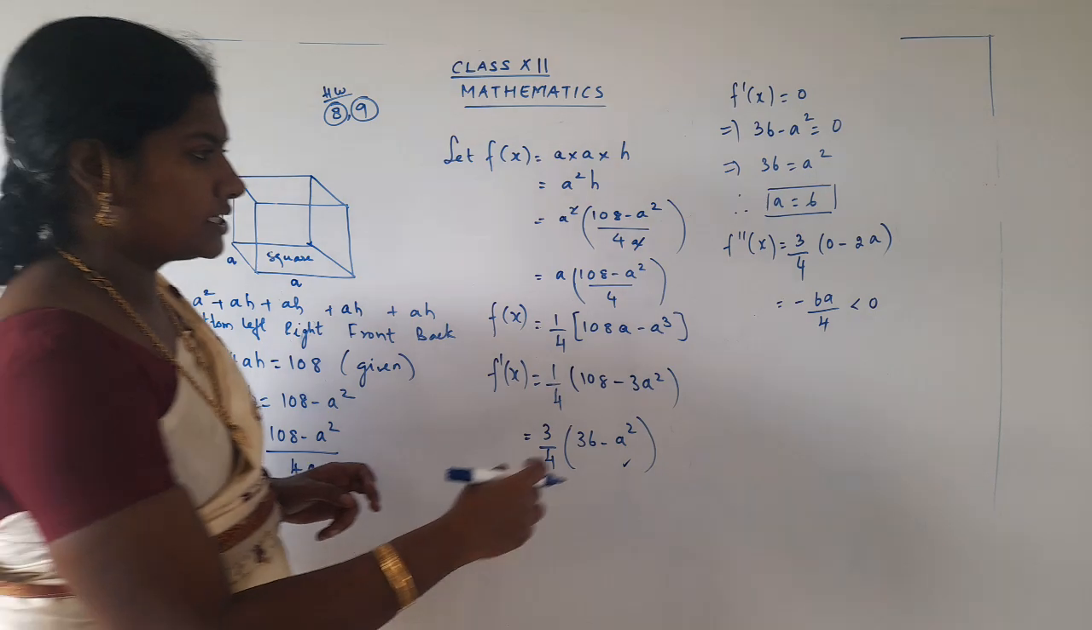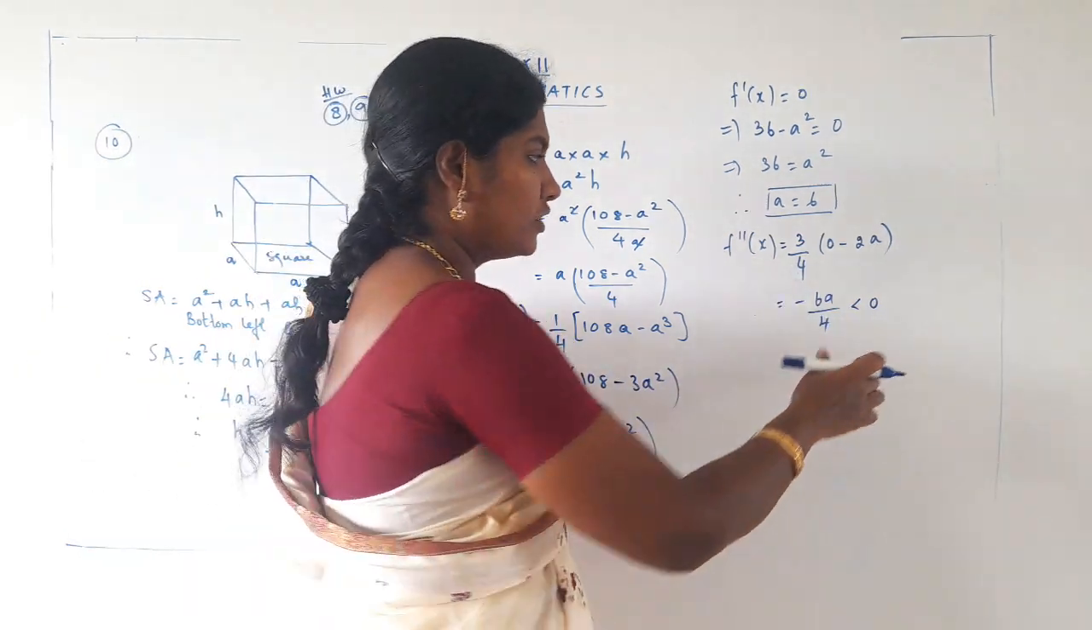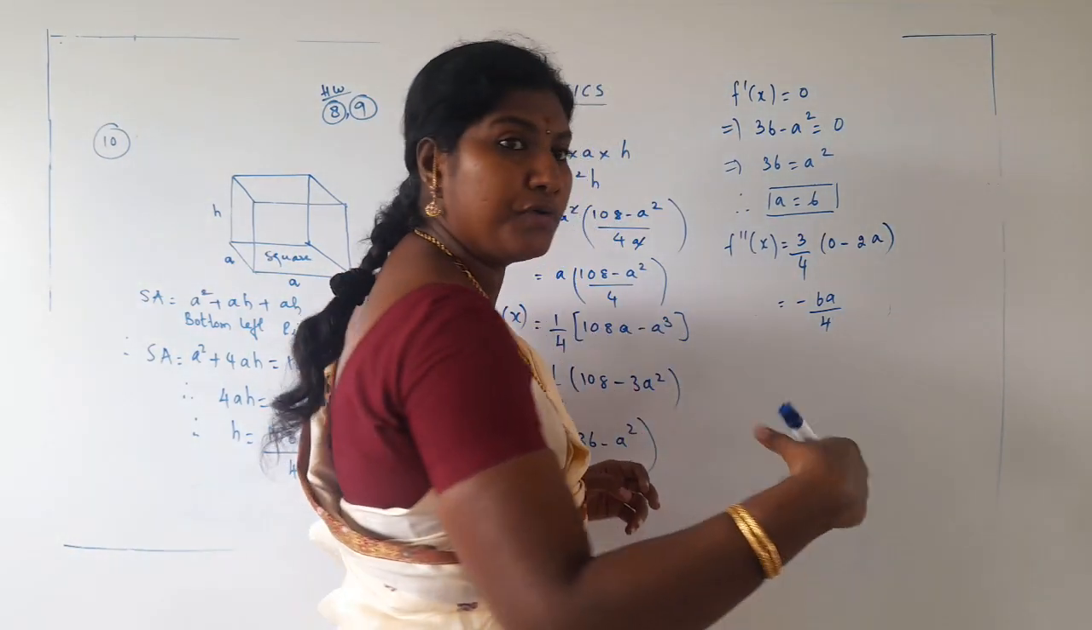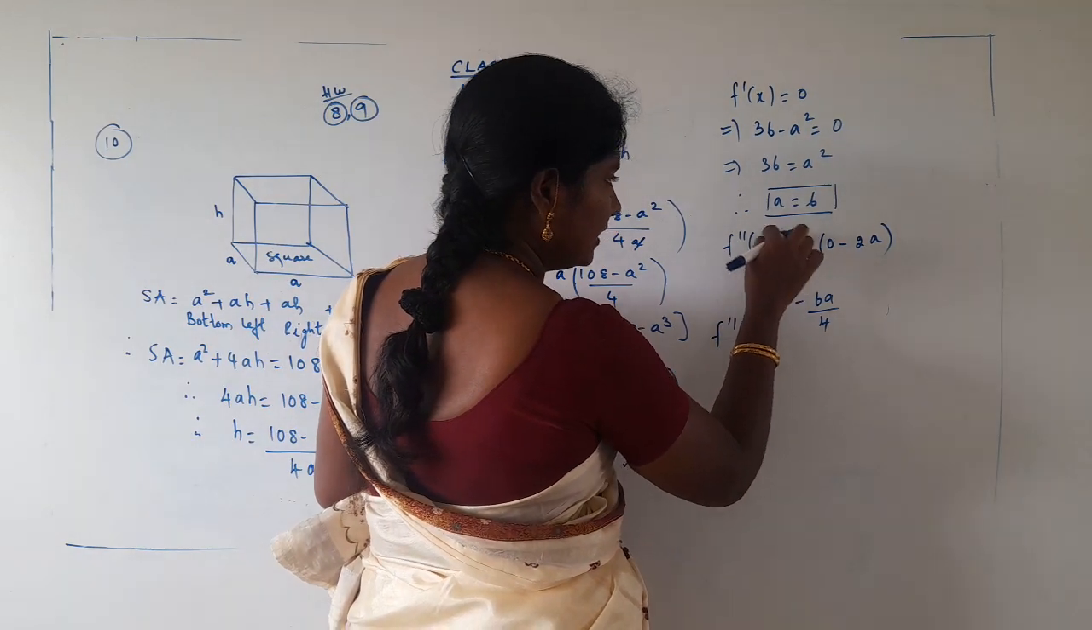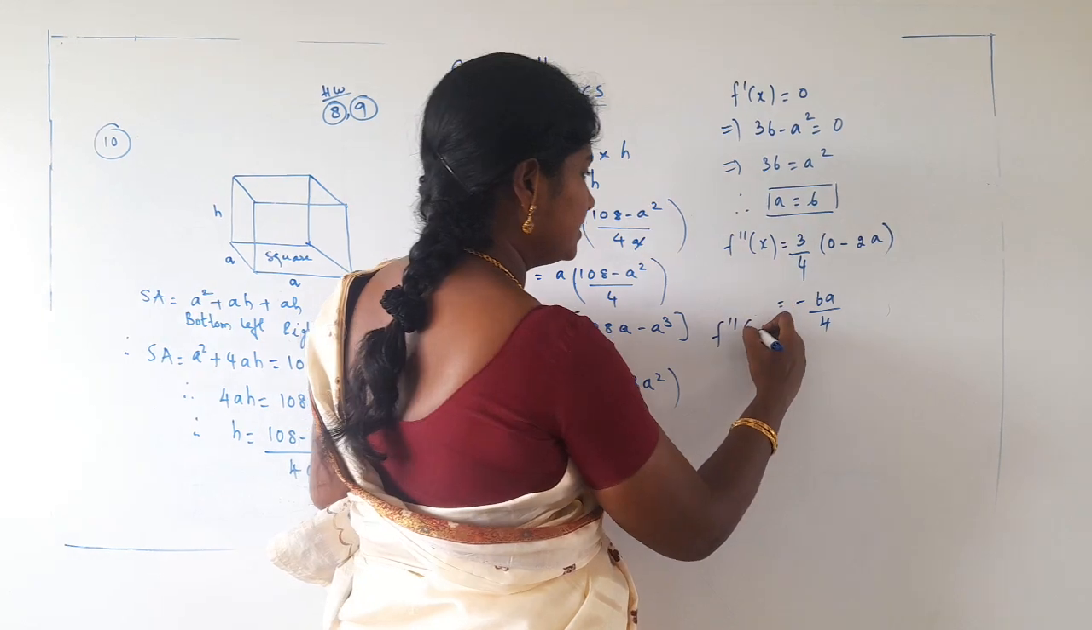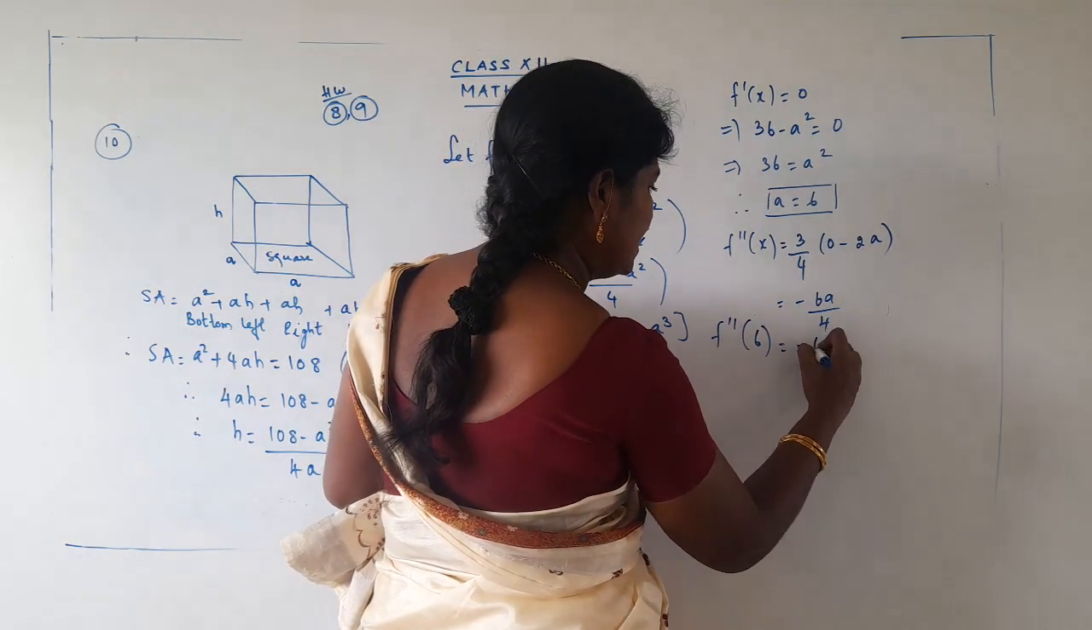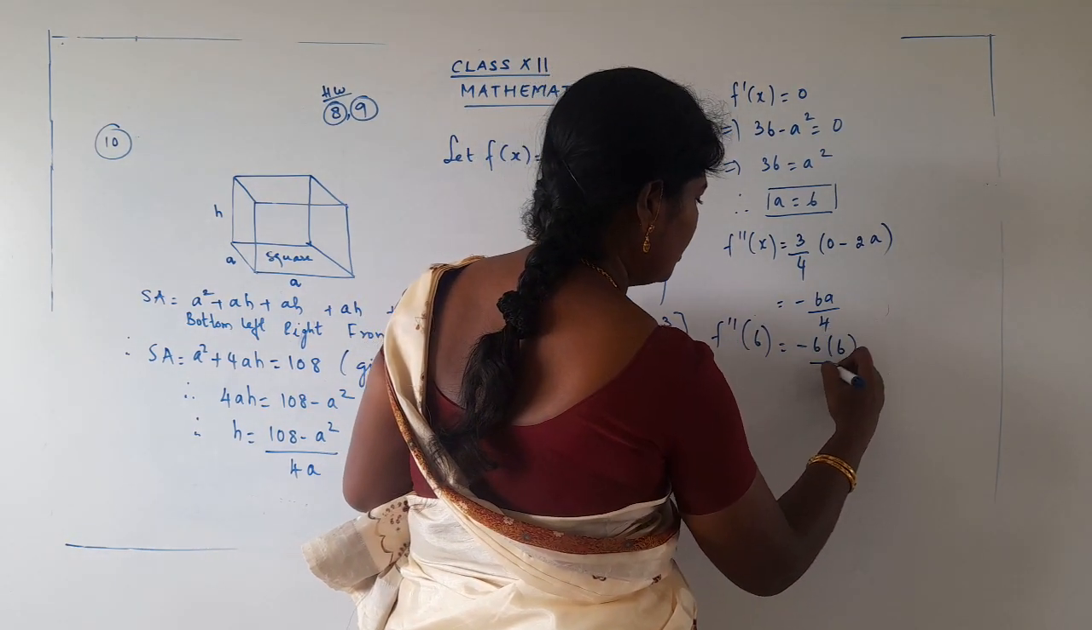Okay, I'll just continue this step. Since here one unknown is there, I'll not just mention here less than 0. I'll just take one more step and then I'll continue. I'll just take f double dash. Here I'll take the value for a, that is 6. This is equal to minus 6 into 6 upon 4.